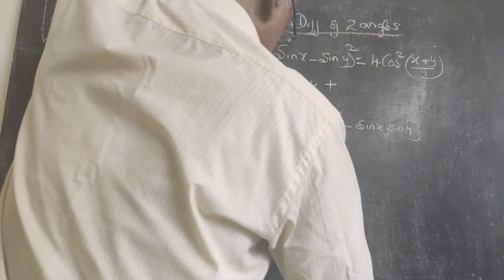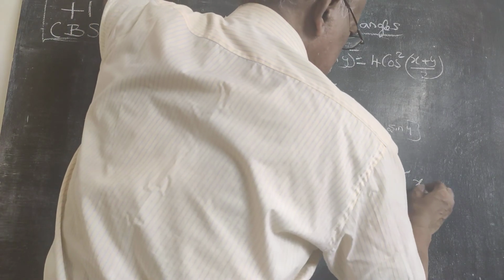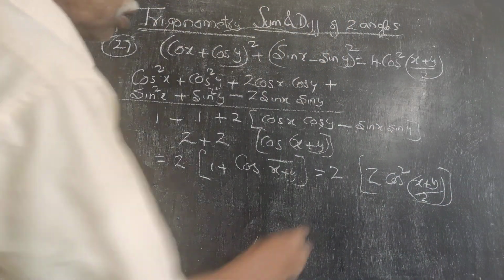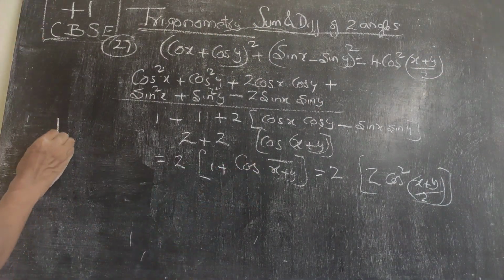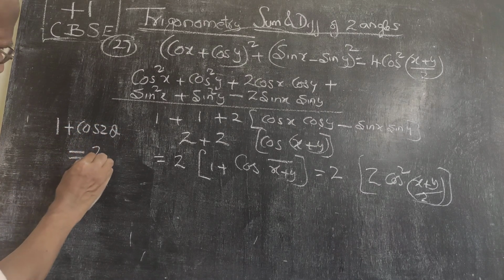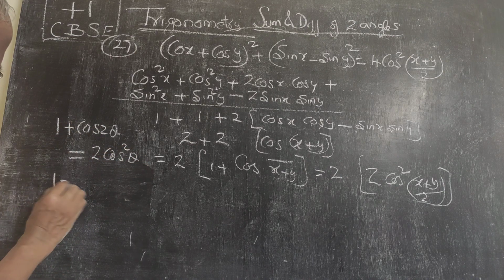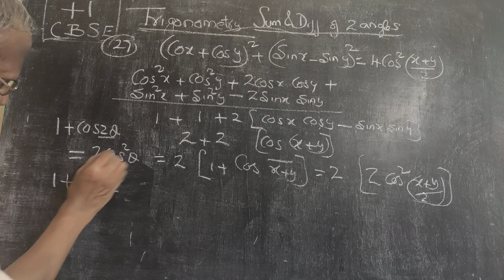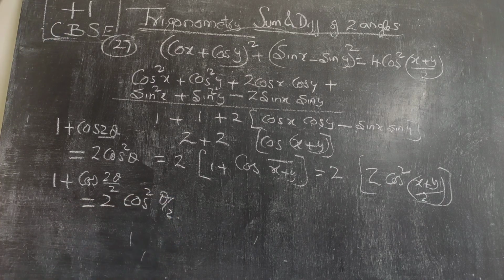1 plus cos theta is 2 cos square (theta by 2). So we got 2 into 2, 4, 4 into cos square (x plus y by 2). This part only you remember: 1 plus cos 2 theta is 2 cos square theta. Whereas in the half angle formula, if it is 1 plus cos 2 theta, here also the theta will be divided by 2. So the answer is 2 cos square (theta by 2) is the formula.